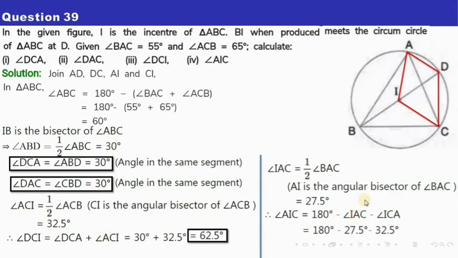So this angle itself will be equal to 180 minus this minus this. That's what is written out here. So let us put the values. IAC turned out to be 27.5, and ICA, that is this angle, is 32.5. Just simplify this and you'll get the value to be 120 degrees. That means this angle is 120 degrees. All right, so pause the video to note down.